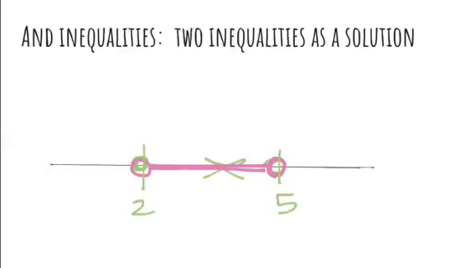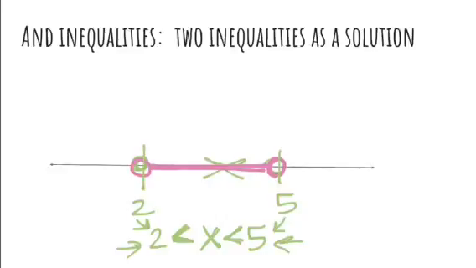So this is where you could write a sandwich inequality of 2 less than x less than 5. The key to making the sandwich inequality is starting with your small value, putting a less than or less than or equal to sign, your variable, another less than sign, and your other value. And you always want it to go from small to large.